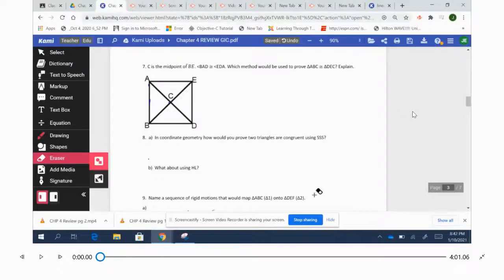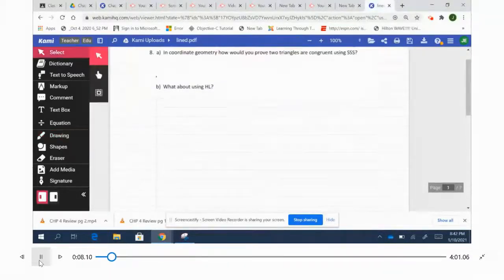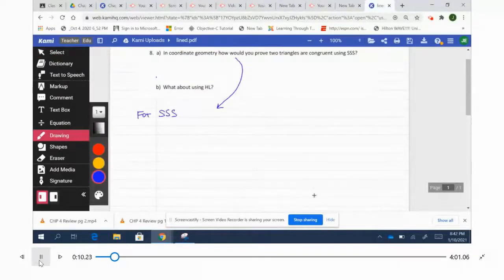Okay, page 3 of our Chapter 4 review. All right, midpoint of BE makes BC the same as CE. They told us angle BAD is congruent to angle EDA. And the vertical angles in the middle there can give us our second pair of angles. So the triangles are congruent by angle, angle, side.